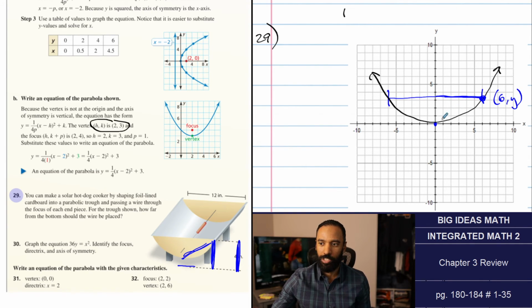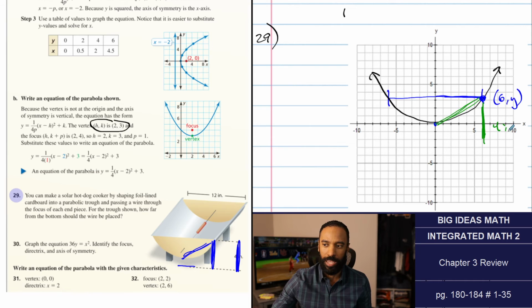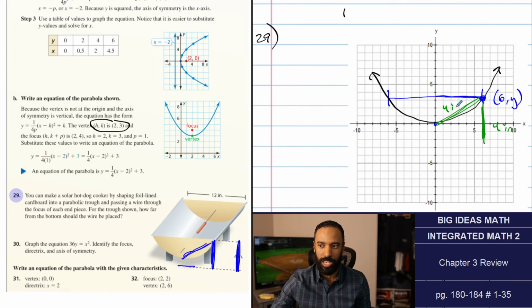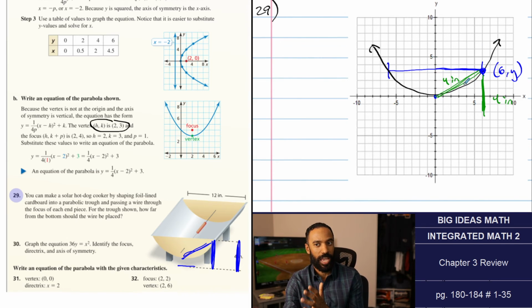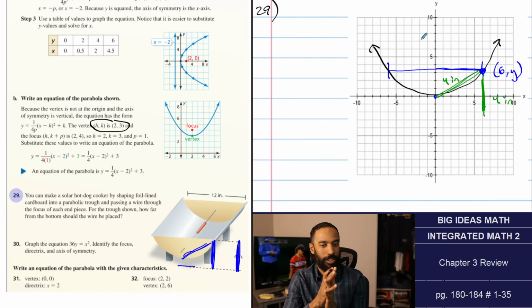I need the distance from here to be the same as the distance to my directrix. The directrix is 4 inches. I'm discovering this as you are. That means this has to be 4 inches as well. Now, they didn't teach you all that in these sets of problems. This is kind of above and beyond for review, if that's what they're talking about. I can't really follow all this stuff.